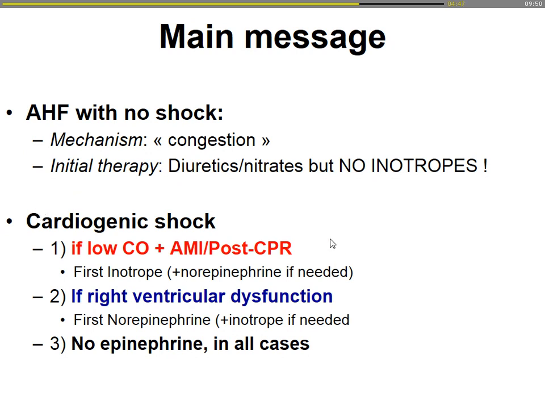In patients with cardiogenic shock, whether it's related to acute myocardial infarction or not, first use inotropes, and if you need a vasopressor, please use norepinephrine. If there is a right ventricular dysfunction, a huge pulmonary embolism, first use norepinephrine. And in all cases, but again, in cardiogenic shock, I didn't speak about septic shock, but I'm happy to answer during the questions what I think about septic shock. In cardiogenic shock and patients with ischemia, with coronary disease, please, no epinephrine in all cases.